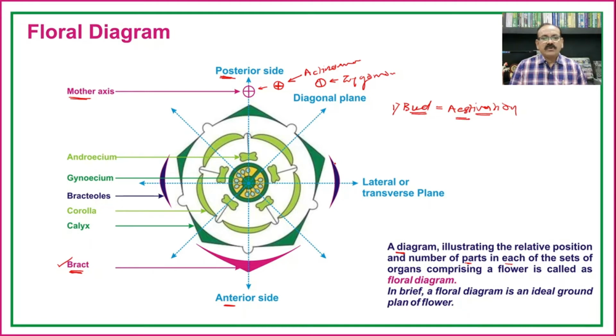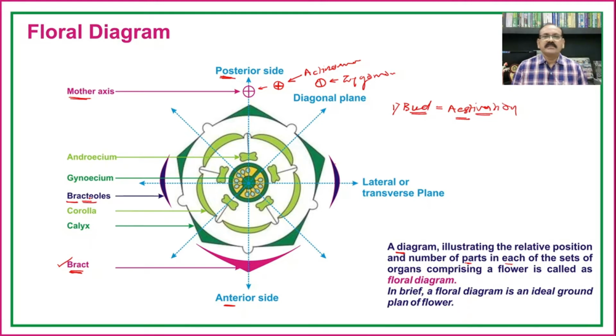There may be presence of the bracteoles, and we have to draw the bracteoles on either side or the lateral sides. Even the bracteoles may be present or may not be present. If bracteoles are present, we have to draw the two bracteoles on the lateral side of the flower, and if bracteoles are absent, then there is no necessity to draw them.